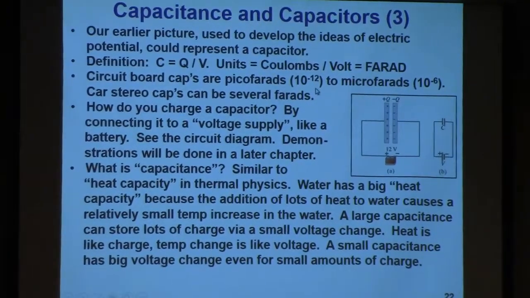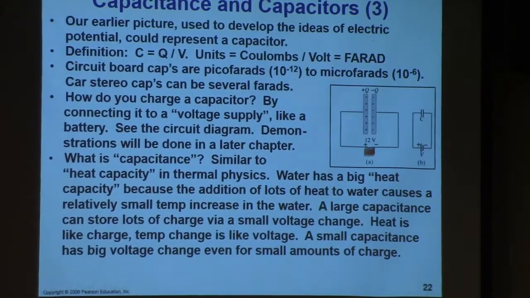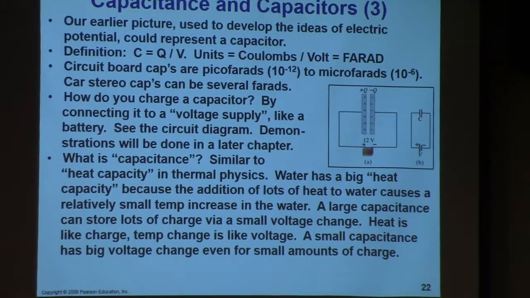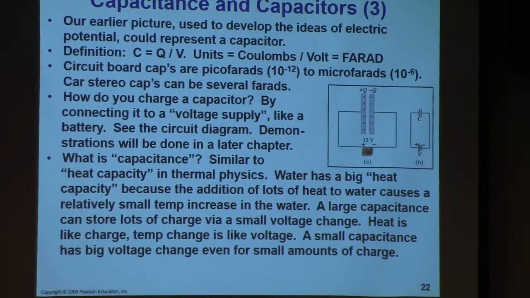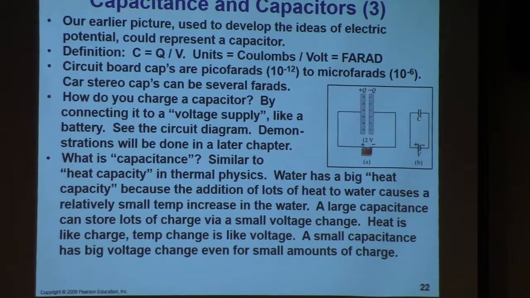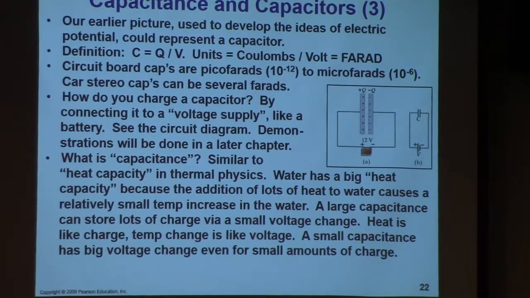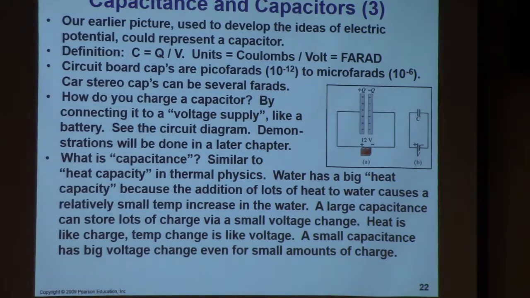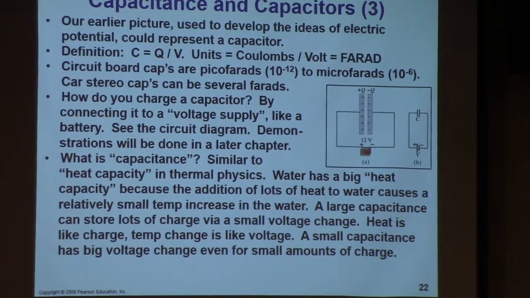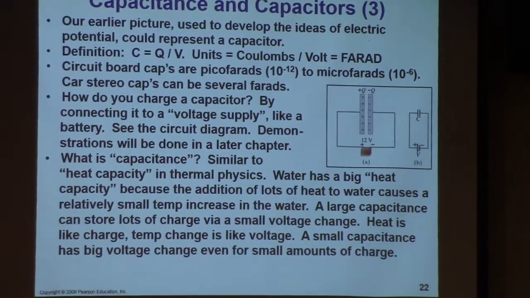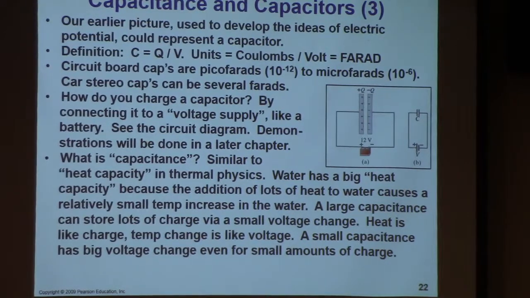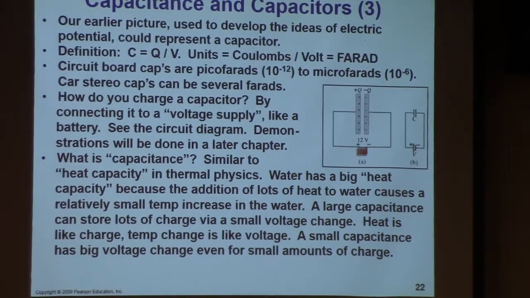Circuit board capacitors, particularly the surface mount ones that I was talking about, have tiny capacitance, picofarads. Memory bits, remember in computer memory, each memory bit is actually a capacitor. They're on the order of femtofarads. That's probably not a prefix you use very often. Femto is 10 to the minus 15.